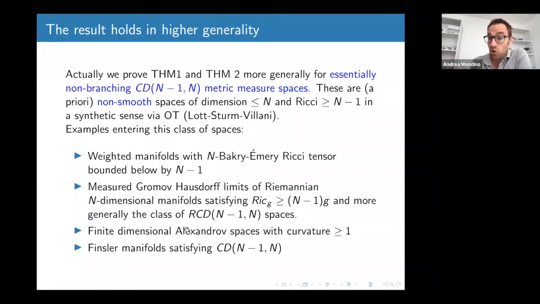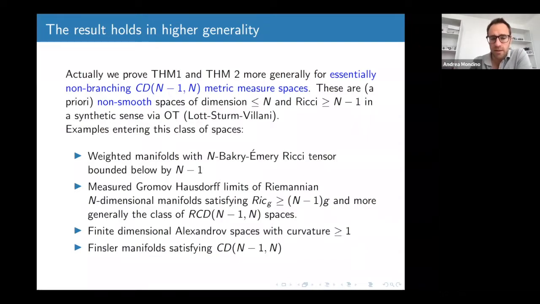Okay, another class of non-smooth spaces which enter into this framework are Alexandrov spaces of finite dimension and with sectional curvature bounded below by one. So these are metric spaces which satisfy sectional curvature bounded below by one in terms of comparison triangles, à la Toponogov theorem, and they also enter into this framework.